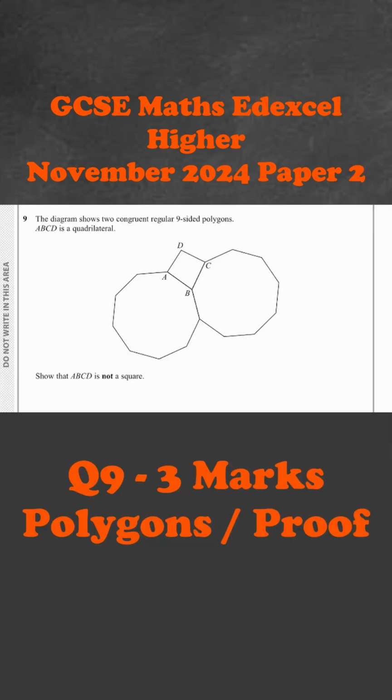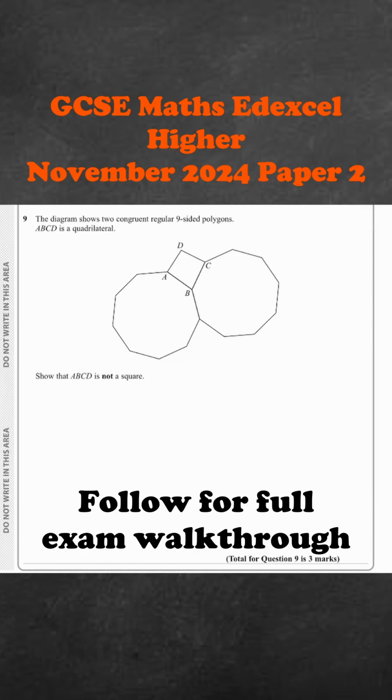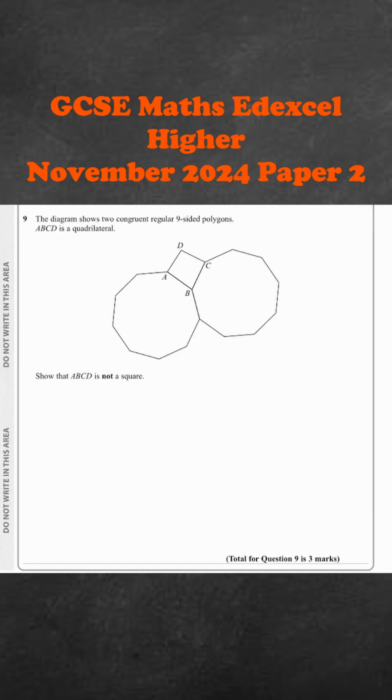Question number 9. The diagram shows two congruent regular 9-sided polygons. ABCD is a quadrilateral. Show that ABCD is not a square. So what I'm going to say is, if ABCD is a square, then all angles in the shape are 90 degrees. So all I have to do is prove that one of the angles isn't 90 degrees.